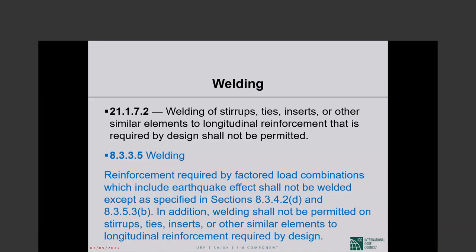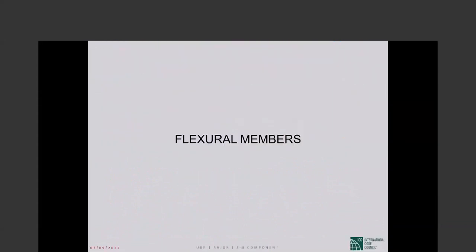Okay? So BNBC has a little more. Reinforcement required by factored load combinations, which include earthquake effect, shall not be welded except as specified in section such and such. Okay, that's kind of a blanket restriction. In addition, the ACI language: welding shall not be permitted on stirrups, ties, inserts, or other similar elements to longitudinal reinforcement required by design. Okay, so pretty severe restrictions on welding in high seismic construction.